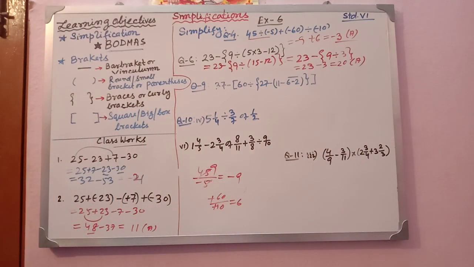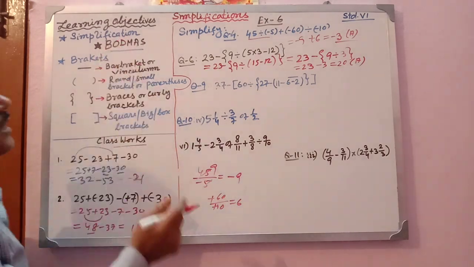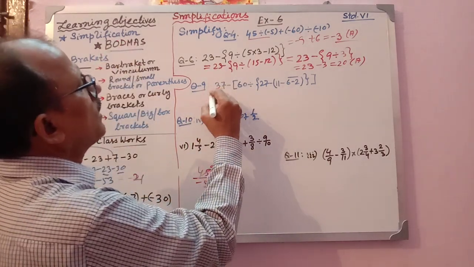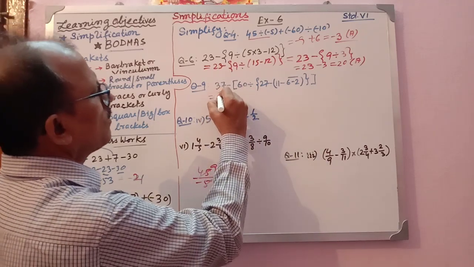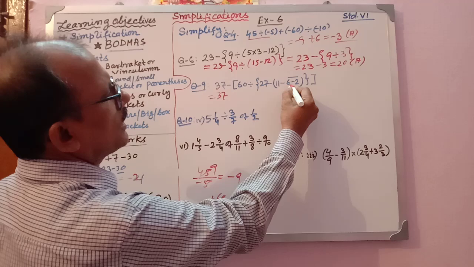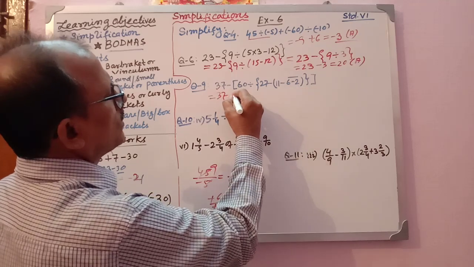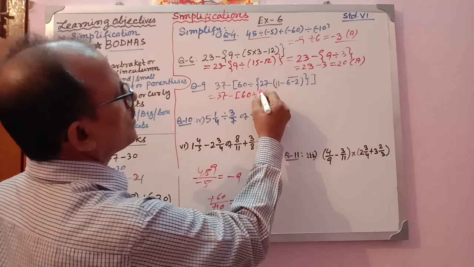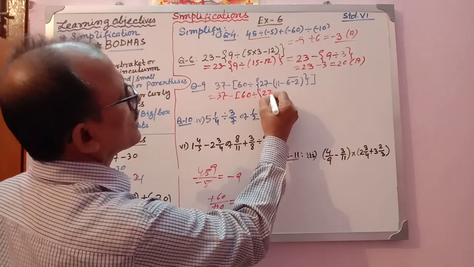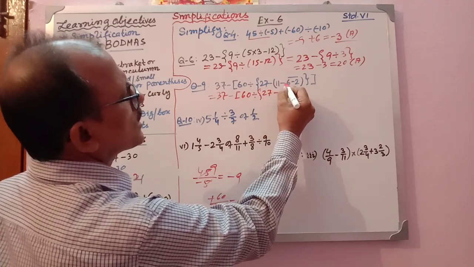This way you go. You don't go for step jumping. Each step you do following BODMAS. Now this one: 37 minus, within the bracket, 60. Then we will do what? You will write down as it is, still the bar bracket. You write down this. Okay. 60 divided by, see, within the curly bracket 27 minus this simple bracket.